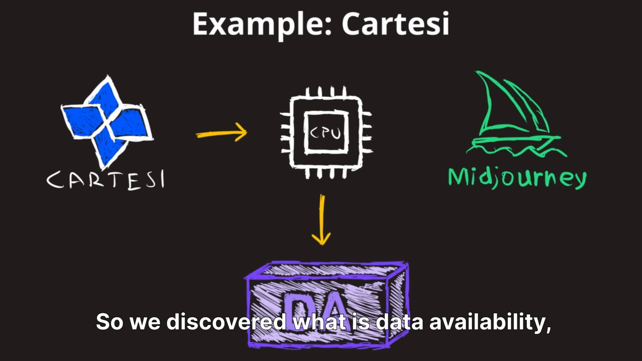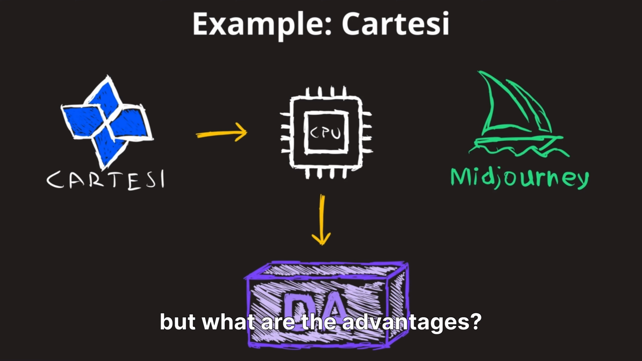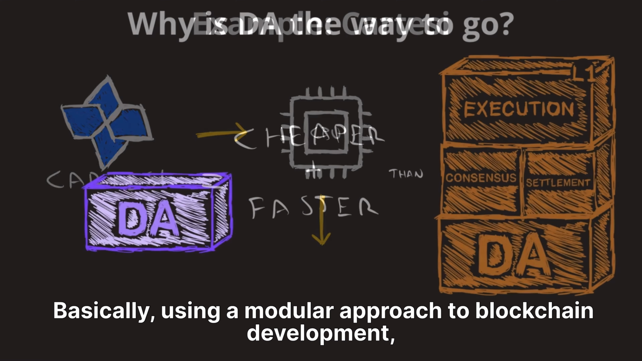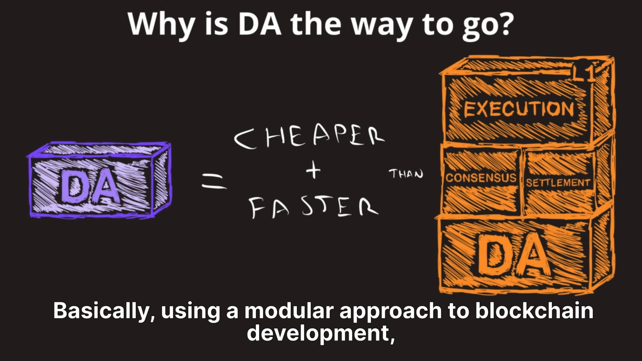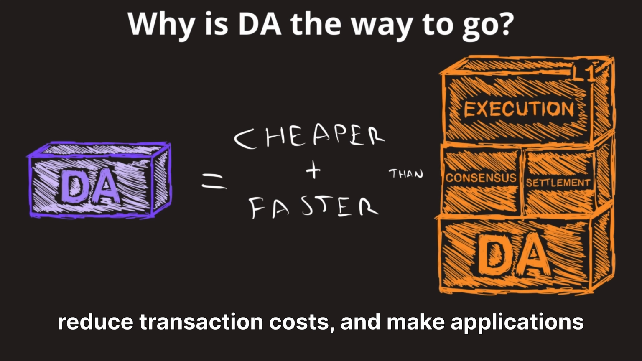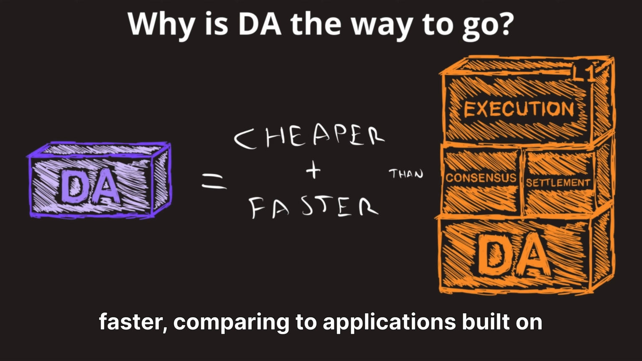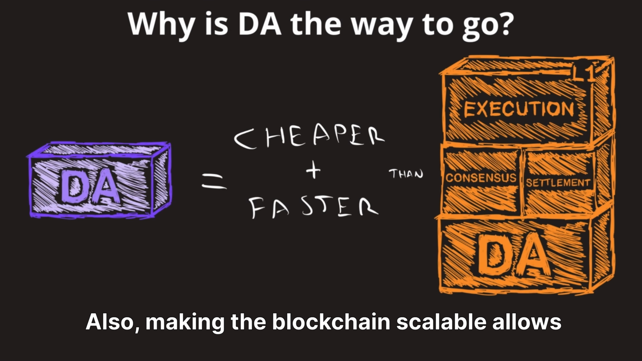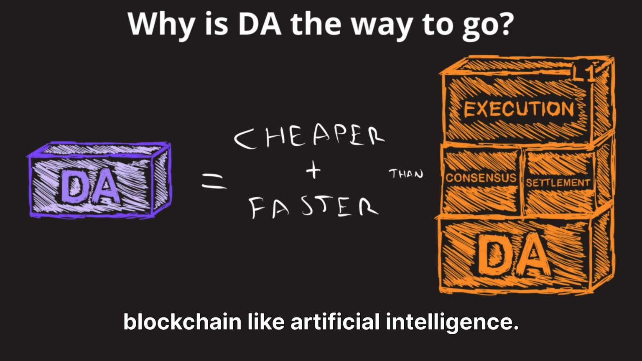So we discovered what data availability is, but what are the advantages? Basically, using a modular approach to blockchain development reduces transaction costs and makes applications faster compared to applications built on monolithic blockchains. Also, making the blockchain scalable allows new use cases to run on the blockchain, like artificial intelligence.